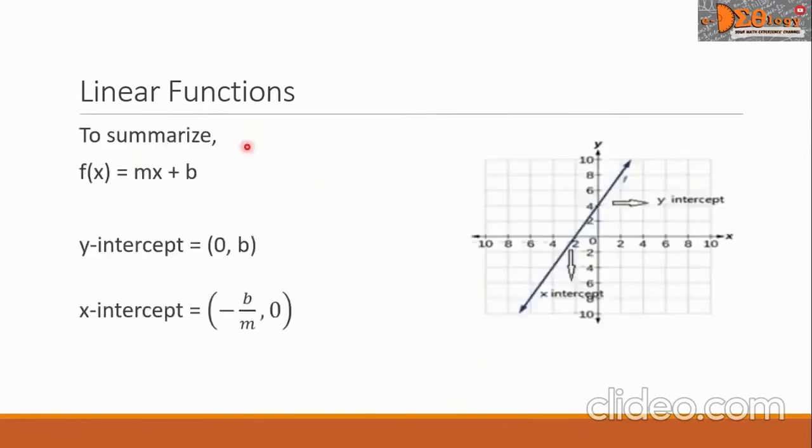To summarize, the general form of the linear functions is f of x equals mx plus b. The y-intercept, we may write the ordered pair 0 and b. For x-intercept, it has the ordered pair with x-coordinate negative b over m. Take note, this b is that y-intercept over the m, which is the slope of the line. Then comma, 0.